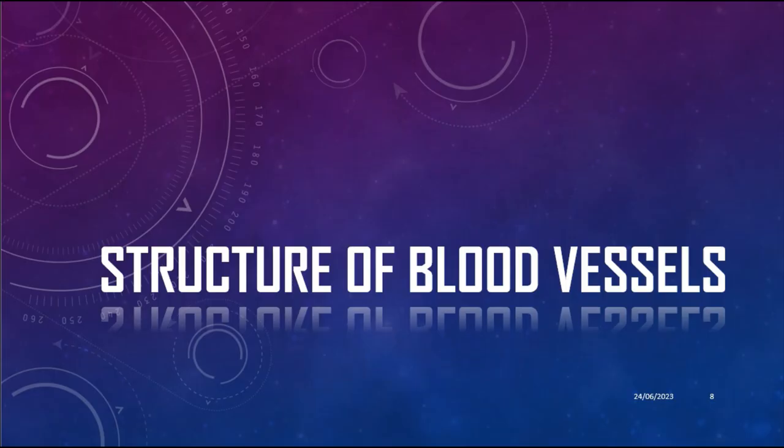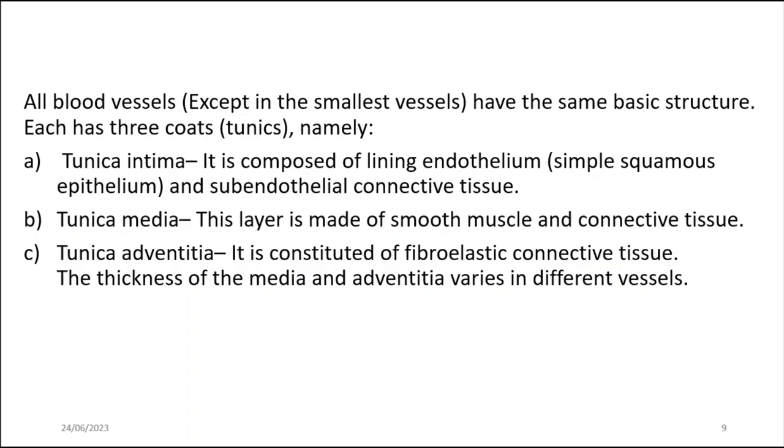Now, let's look at the structure of the blood vessels. We're going to look at it in principle, and then using the histological slides. So all blood vessels, except the smallest blood vessels, have the same basic structure. Each has three coats or three layers. They're named as tunics. The innermost one is called the tunica intima, which is composed of the lining of the endothelium. You know that the epithelium of the endothelium is simple squamous epithelium.